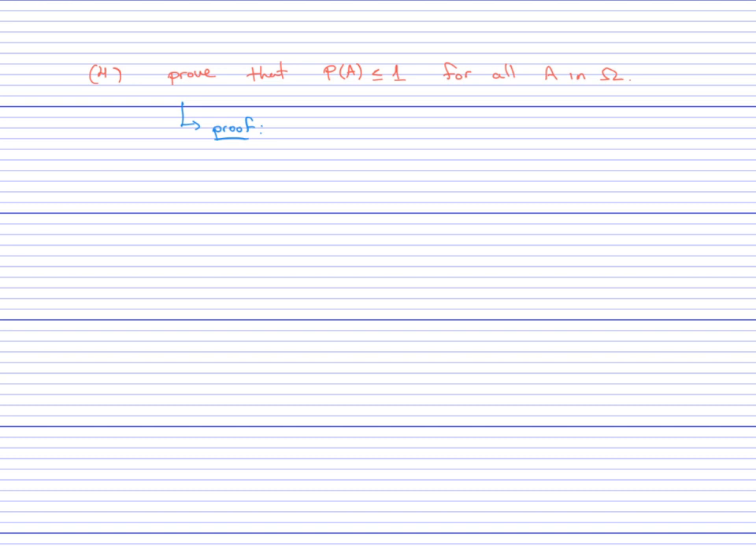So first, I hope that you notice here that A is always a subset of omega. Any event is a subset of omega. By the way, that comes from the definition itself. Now, that means that according to property 3, the probability of A needs to be less than or equal to the probability of omega. But the probability of omega, according to axiom 2, equals 1. That means the probability of A is less than or equal to 1.